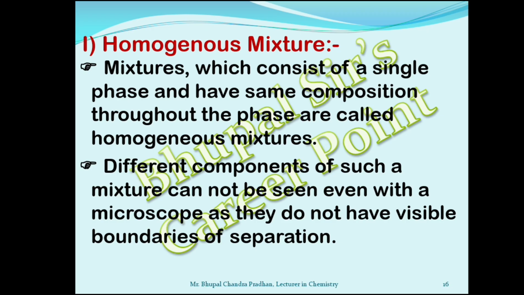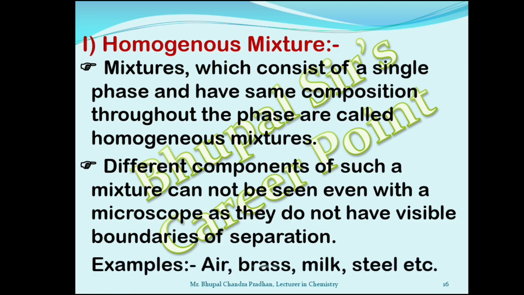Examples: air, in case of air we cannot distinguish the oxygen, carbon dioxide, ammonia, hydrogen, nitrogen, etc. Brass, milk, steel, etc. These are the different examples of homogeneous mixture.